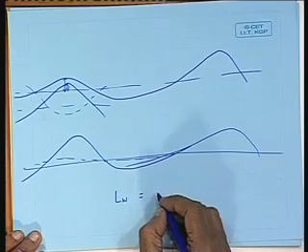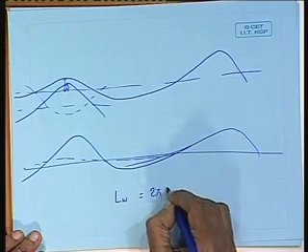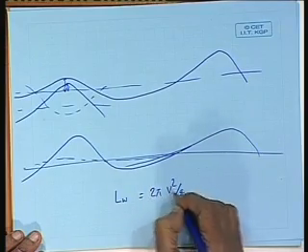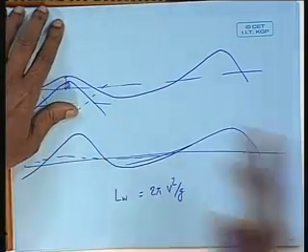This interference will depend on the speed of the ship. Now, when the ship is moving forward, since it is generating waves as it moves forward, the transverse waves will have a velocity equal to the velocity of the ship. Therefore, the wavelength of the transverse wave will be equal to 2 pi v square by g, where v is the speed of the ship.